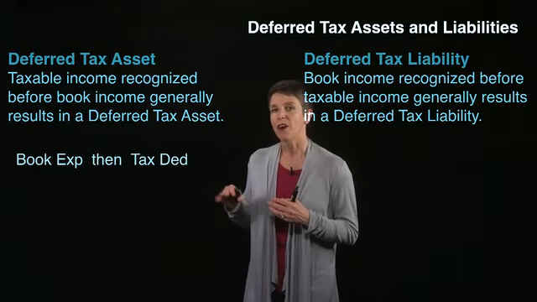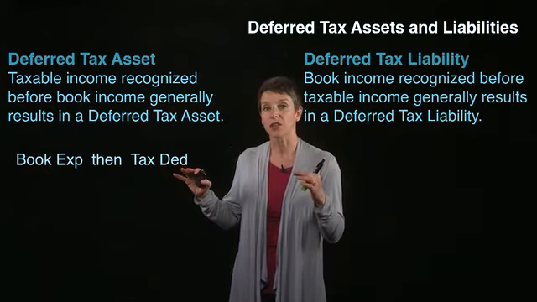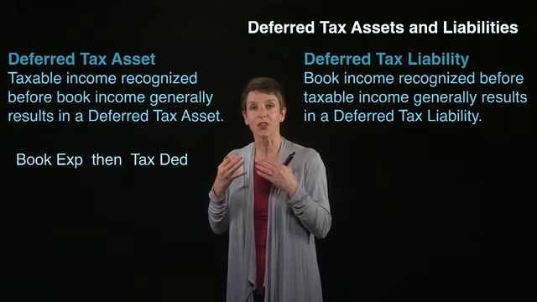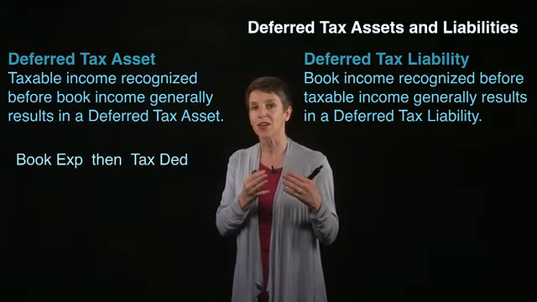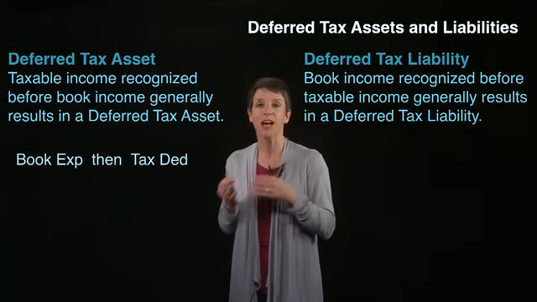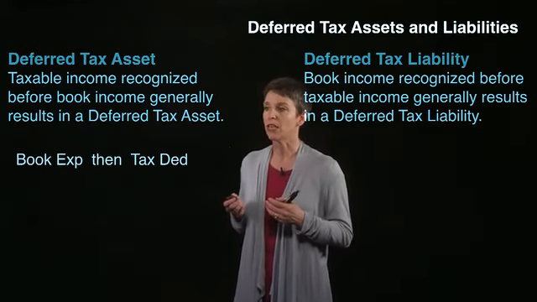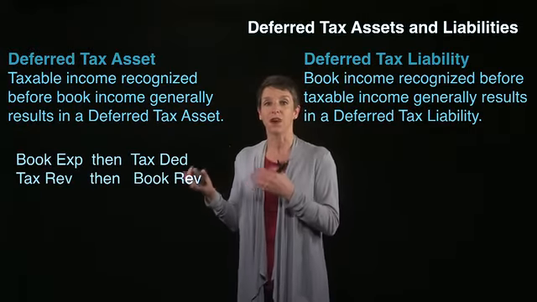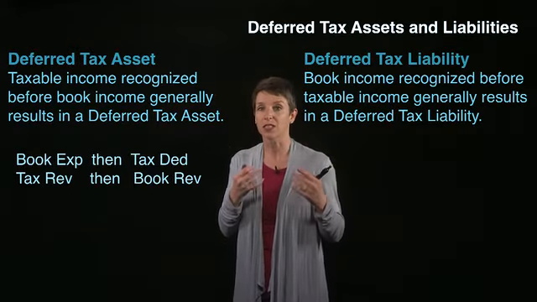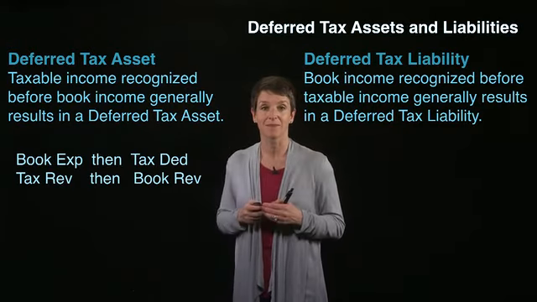If we were to have a book expense that happens before it shows up in our tax return, that means that our taxable income will be higher in the earlier year, and then in the later year, our book income will be higher. So we have taxable income before we have book income. This is a DTA. Similarly, when we have taxable revenue before it shows up in our books and records, we also have a situation where tax income before book income, DTA.